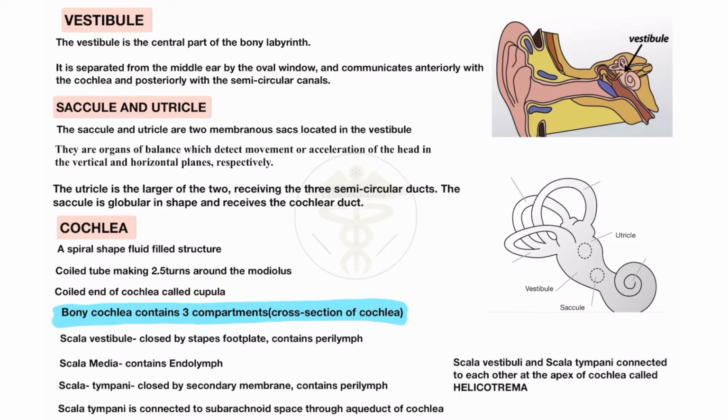There are three compartments. When you cut the cochlea in cross section, you will see three compartments present, which are very important for the transmission of fluid and help in hearing. First is the scala vestibuli, second is the scala media, and third is the scala tympani. The scala vestibuli is closed by the stapes footplate and contains perilymph. The scala tympani also contains perilymph, and the scala media contains endolymph.